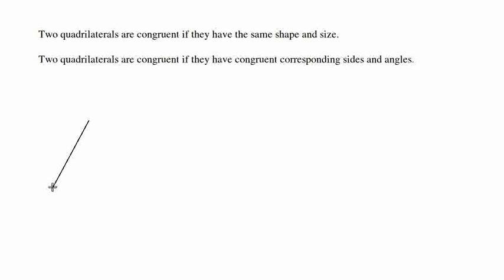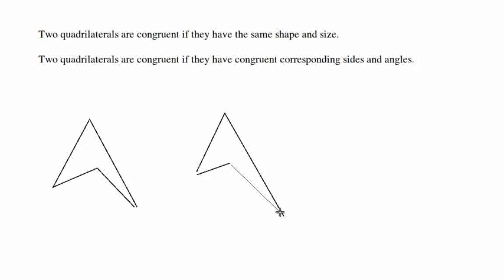All right, so for example, let's say we had this quadrilateral, and let's say we had another one that we thought might be congruent to it. All right, and let's label the vertices of the quadrilaterals. Maybe we'll call them the points A, B, C, and D. And for the other quadrilateral, U, V, W, and X.